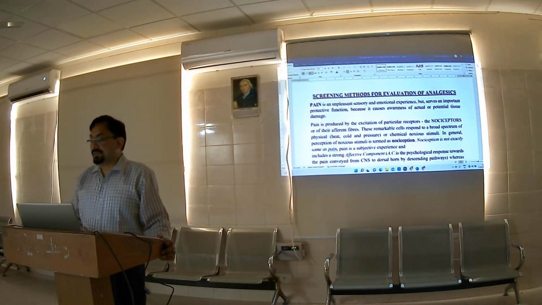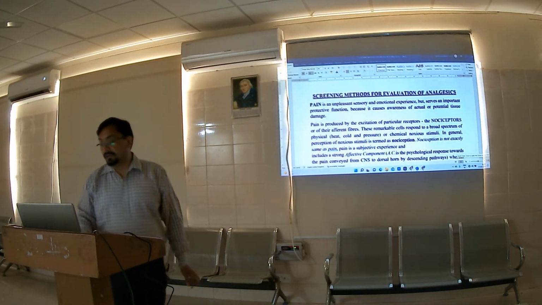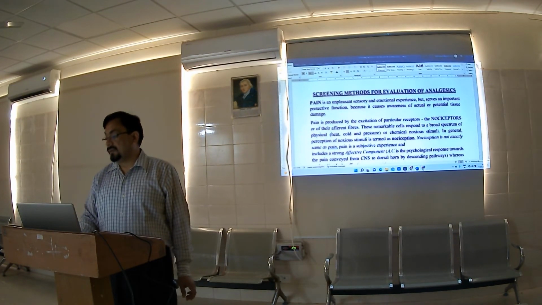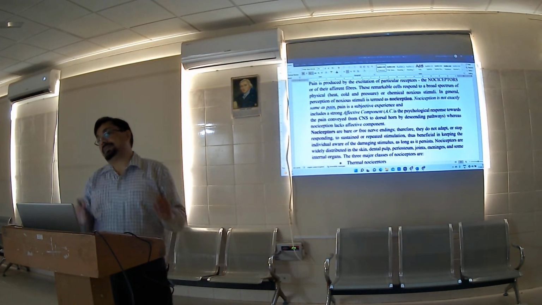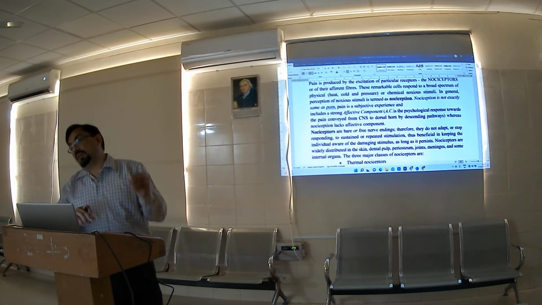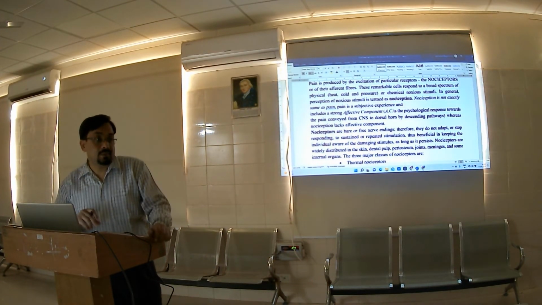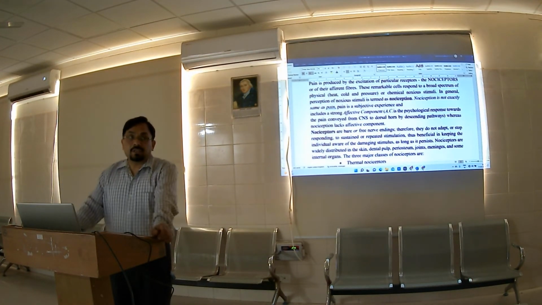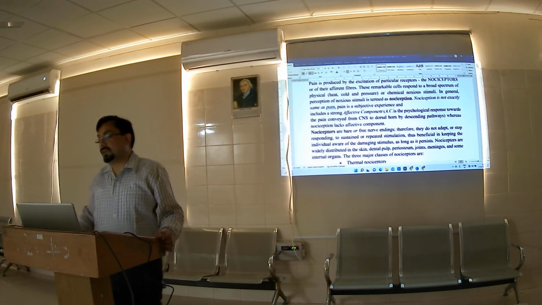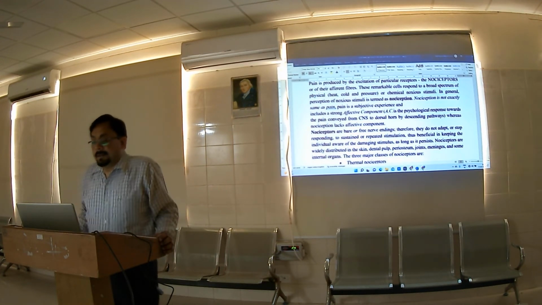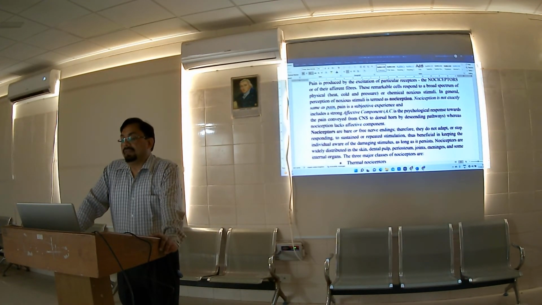So how is it produced? It is produced by the excitation of particular receptors. I already told you, the nociceptors. There are various receptors, but particularly any receptor which starts giving rise to an action potential, which gives the sensation of pain in the central nervous system, could be termed as a nociceptor. So pain is produced by excitation of nociceptors or of their afferent fibers.